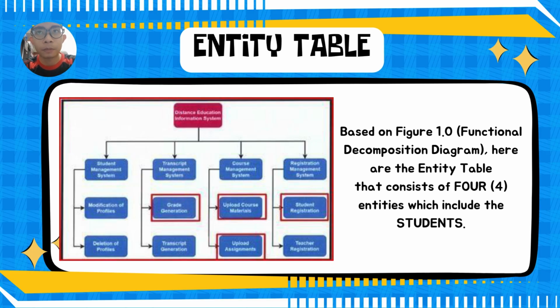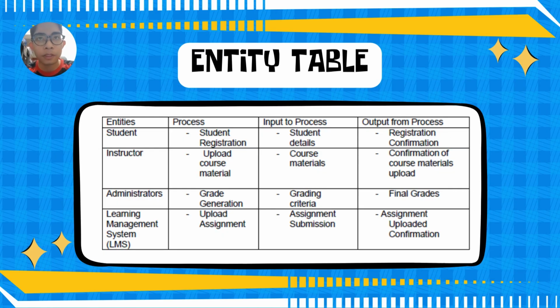Thank you, Akil, for giving me the time to present the entity table slide. Based on figure 1.0, the functional decomposition diagram, or FDD, here are the entity tables, which consist of 4 entities: first is student, second is instructor, third is administrator, and the last one is the learning management system, or LMS.